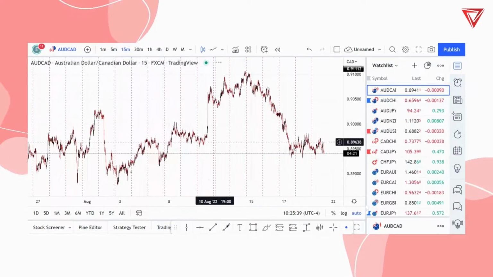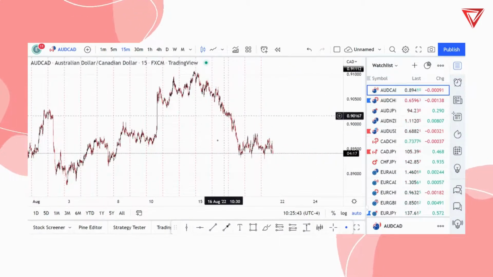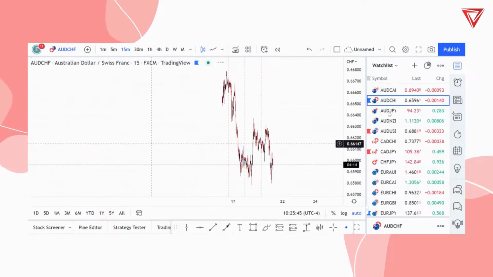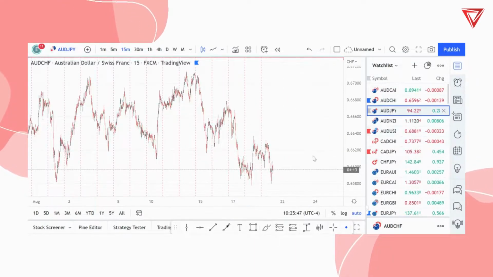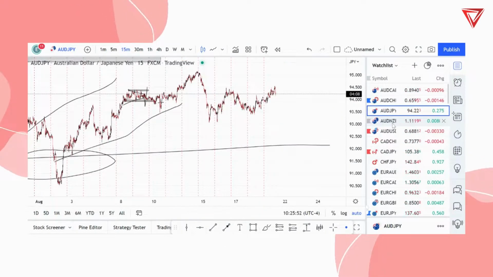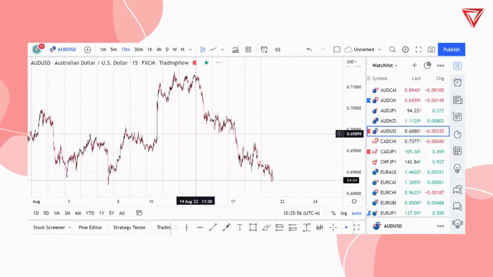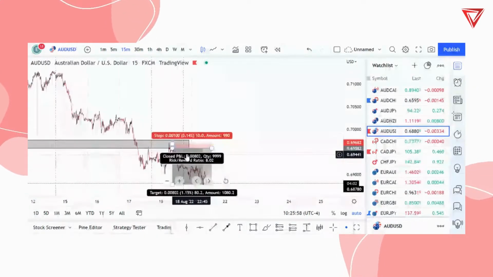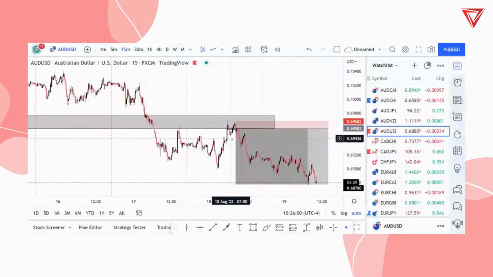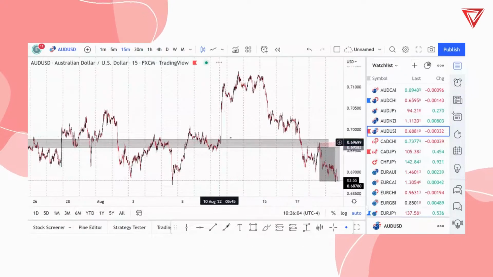So we'll start here, and you will see if I had any bias because you will see a drawing on the chart. So nothing on AUD CAD, I didn't have anything there. AUD CHF, I didn't have anything there. AUD JPY, I did not have anything there. Nothing on AUD NZD, nothing on AUD USD.